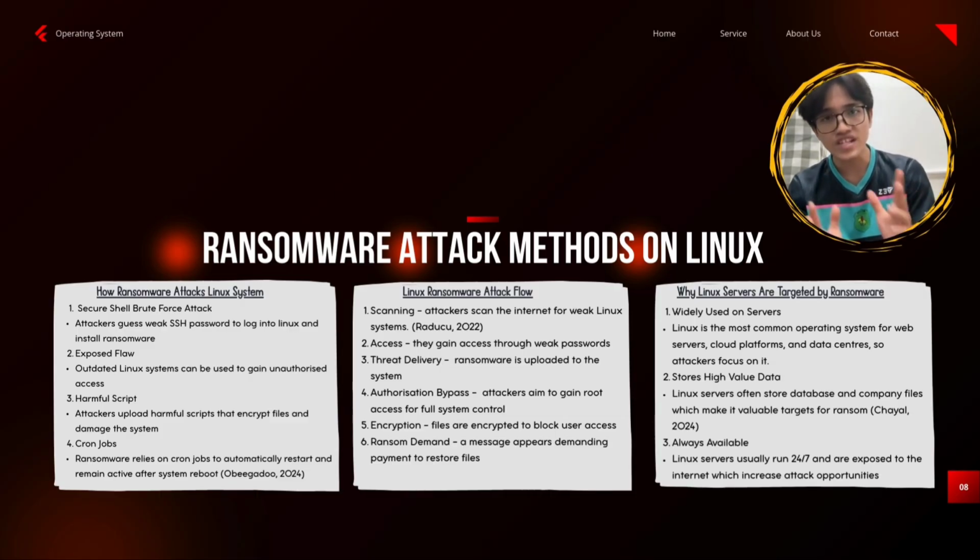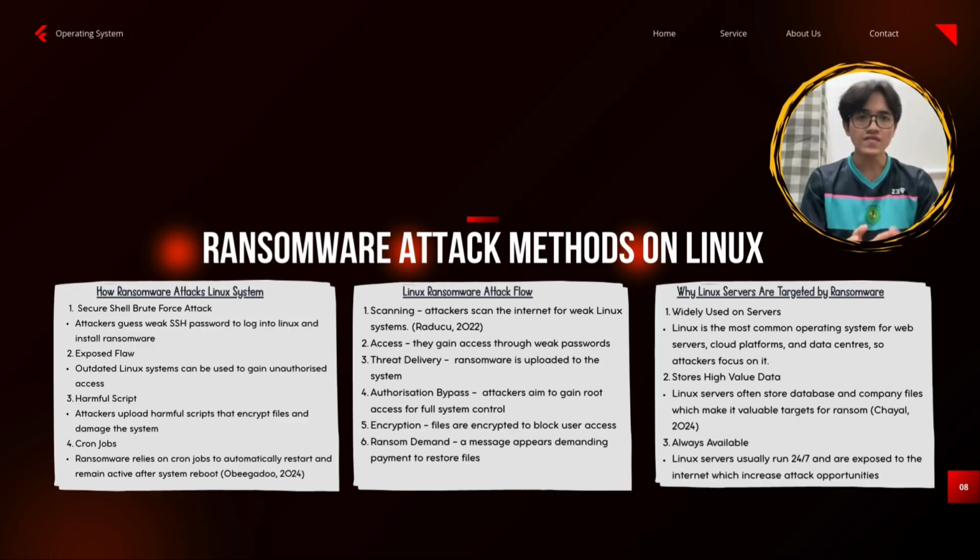Another way is through exposed vulnerabilities. If a Linux system is not regularly updated, attackers can take advantage of known security flaws to gain access. Attackers can also upload malicious scripts. These scripts are designed to encrypt files and sometimes disrupt or damage the system. Lastly, ransomware often uses cron jobs to stay active. By setting up scheduled tasks, the malware can restart itself automatically even after the system reboots.